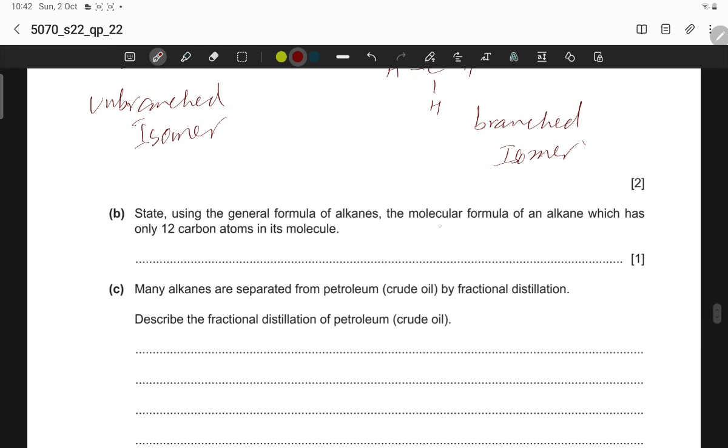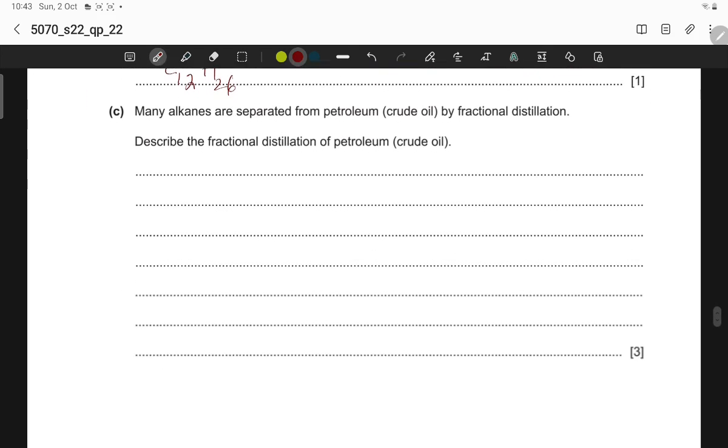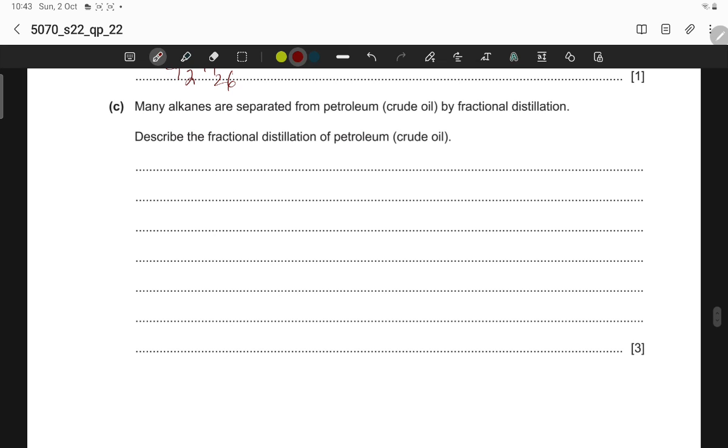State using the general formula of alkanes the molecular formula of an alkane which has only 12 carbon atoms. So using the general formula CnH2n+2, when there are 12 carbons, C12 H(12 into 2 plus 2). So the formula is 12 into 2 is 24 plus 2 is 26, C12H26.